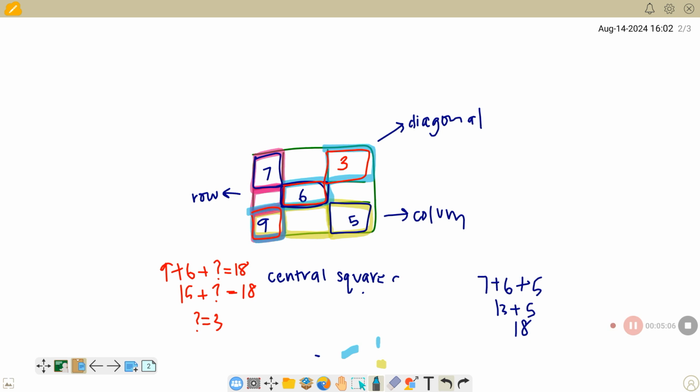Now that we've figured out 3, we can figure out this top column. So we again have 7 plus 3 plus question mark is equal to 18. 7 plus 3 is 10, plus question mark is 18. What number plus 10 equals 18? That's right, 8. So this square over here, the value is 8.